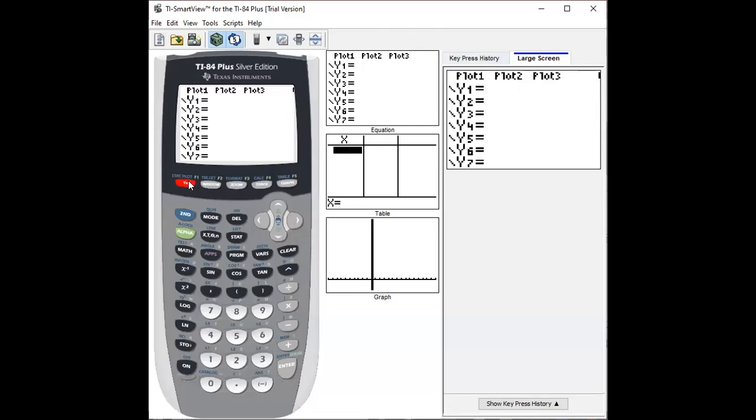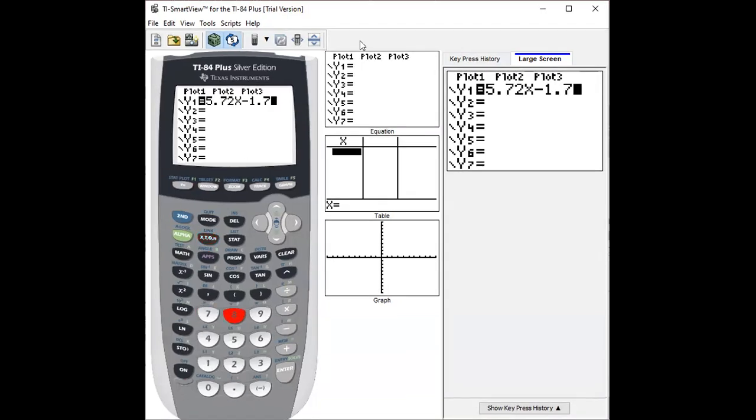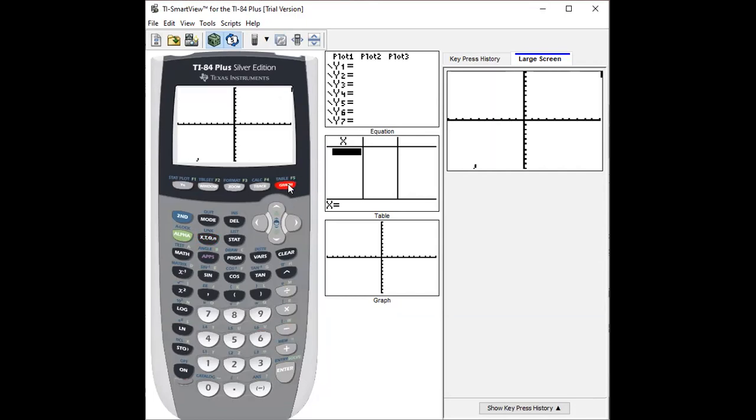We need to go into y equals, and we have 5.72x minus 1.78x plus 15.76. And now we'll just graph that.